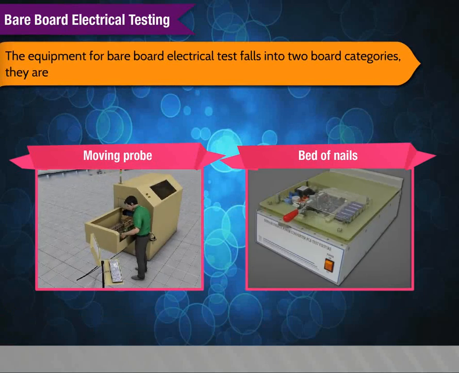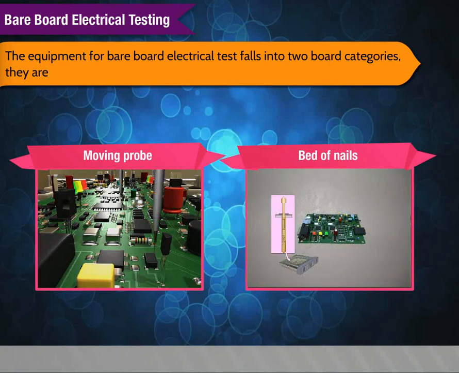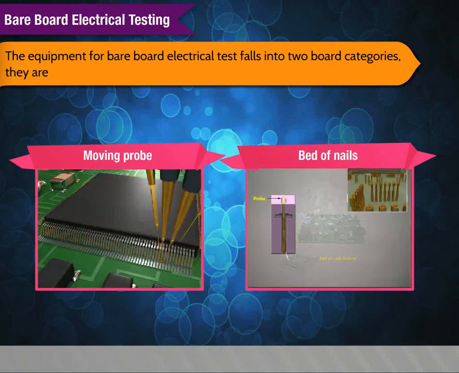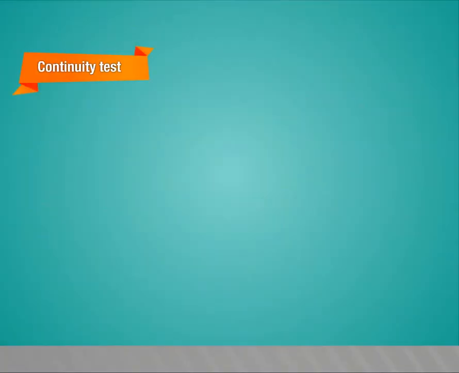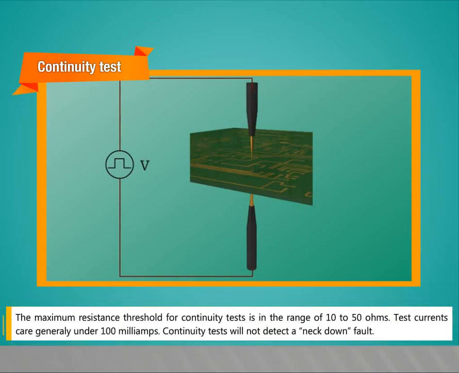The equipment for bare board electrical test falls into two broad categories: moving probe and bed of nails. Continuity test. The maximum resistance threshold for continuity test is in the range of 10 to 15 ohms. Test currents are generally under 100 milliamps. Continuity test will not detect a neck-down fault.